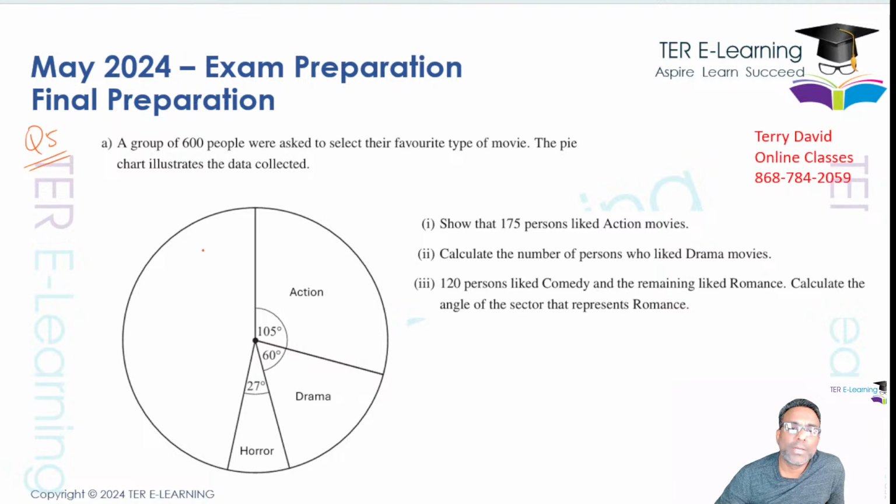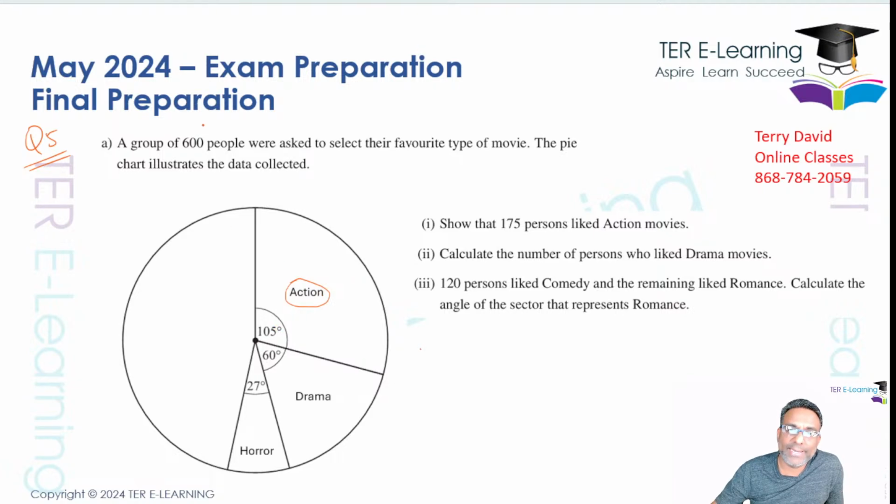So a group of 600 people were asked to select their favorite type of movie. The pie chart illustrates the data collected. Show that 175 persons like action movies. So let's see. We have 600 people, and this here represents our action movie, and that represents 105 degrees.